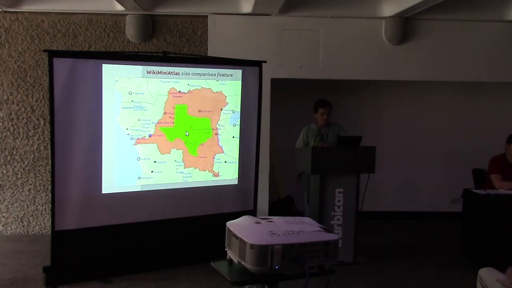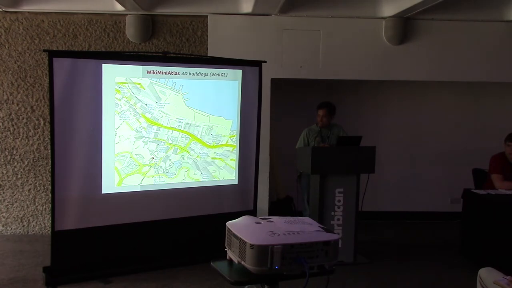And one cool thing about Wikimaps Atlas is it has a size comparison feature. For example, you can compare the sizes of different territories. For example, here's the shape of Texas covered on the DR Congo. And there's also, if you have a hardware accelerated WebGL capable PC, you can look at 3D buildings on Wikimaps Atlas. The 3D information was also taken from OpenStreetMap, much like the 3D feature on Google Maps.